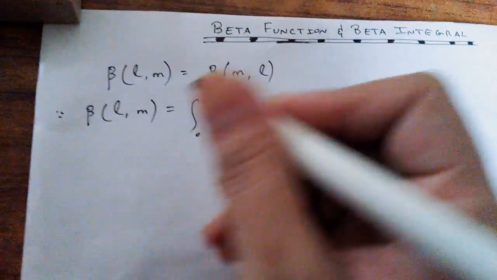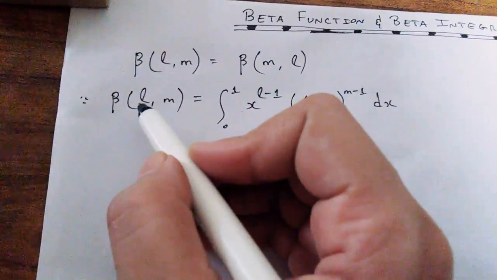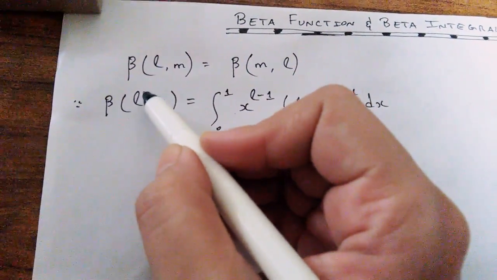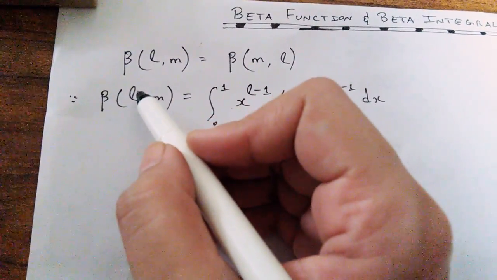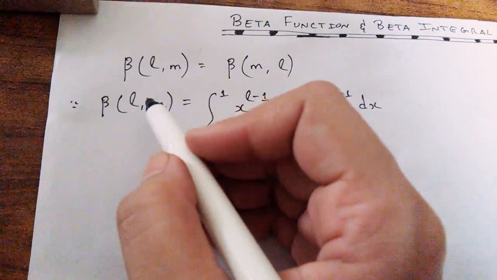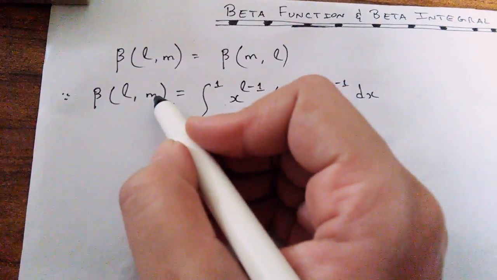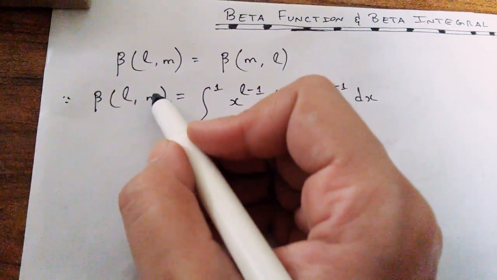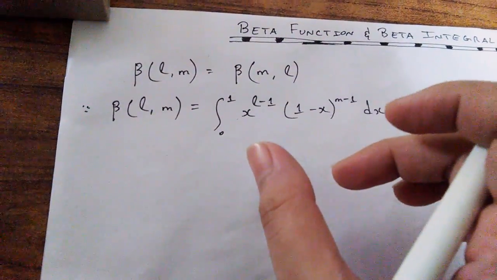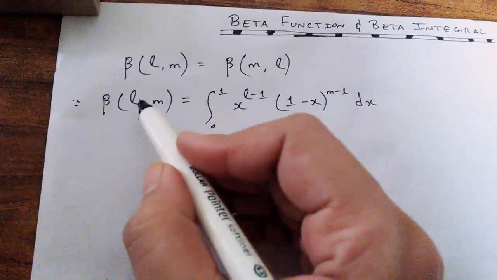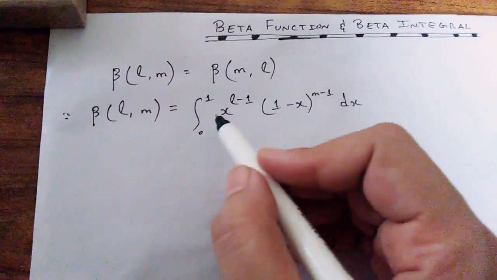Remember that the number which is written first inside the beta function, when you subtract 1 from that value L, behaves as a power on x. The second number, when you subtract 1 from it, behaves as a power on the base 1 minus x. So you have to keep in mind which value is going to be placed on which base.